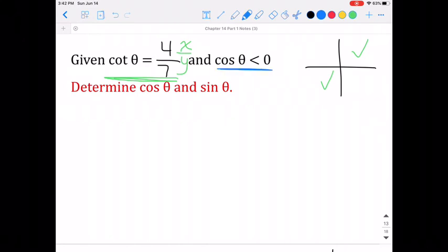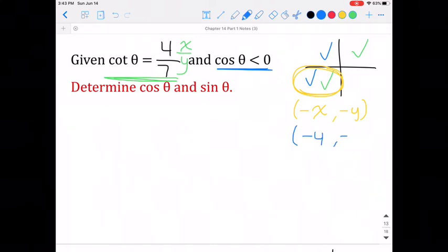And we have that the cosine of theta is less than 0. So cosine is less than 0 in quadrants 2 and quadrant 3. So notice we overlap in quadrant 3, which means that our angle has to be in quadrant 3. And in quadrant 3, both of our x and our y values are negative. So we're going to have negative x, negative y. So our point based off cotangent is going to be negative 4, comma, negative 7. Now from here, we're going to figure out our r value. So again, x squared plus y squared equals r squared.